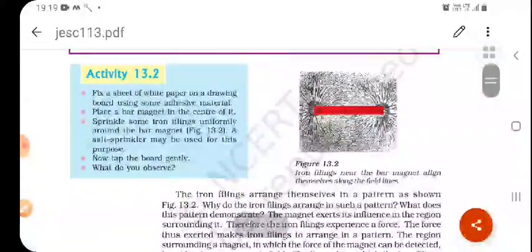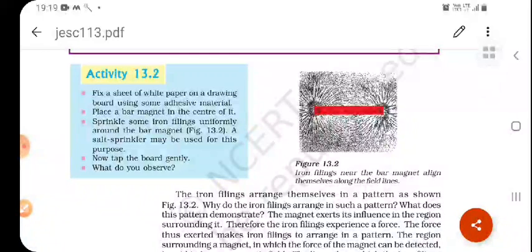Here iron filings are showing a pattern of these field lines. Okay, our topic is field lines. So if you want to see the field lines, we will spread these iron filings on a white paper and then place a bar magnet around it. Then we will see the pattern of the magnetic field lines. The iron filings will get distributed in the form of the field lines.